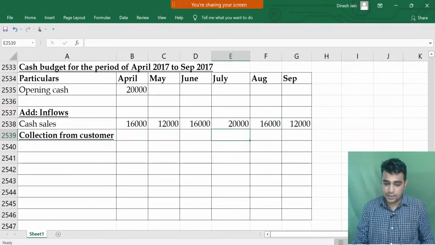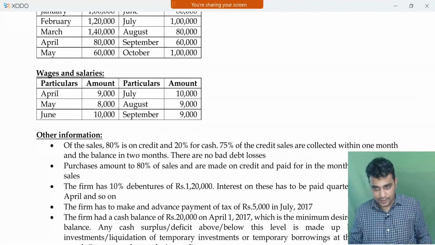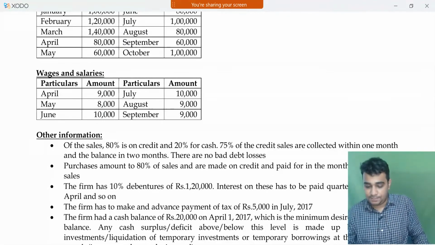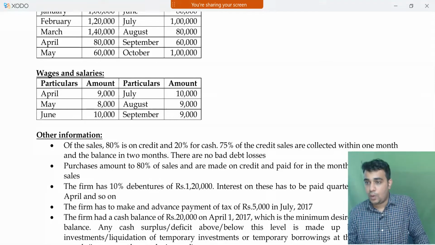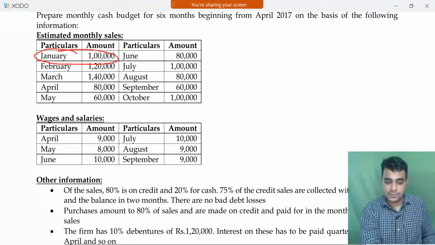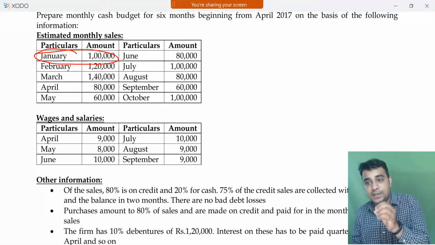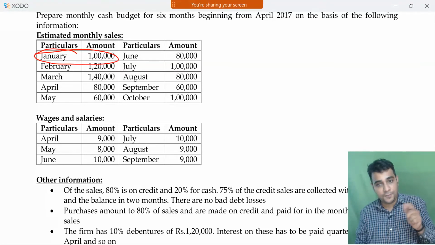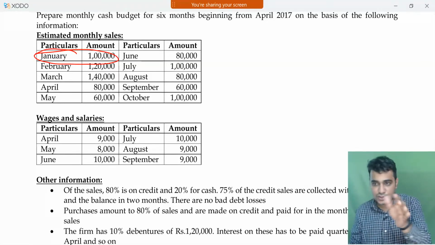Collection from customer, the rule is simple. What they're saying is 80% is on credit, 20% is on cash. Whatever credit sales is happening, 75% of the credit sales will be collected in 1 month and the balance in 2 months. Now listen, January month sales, I'll collect 75% of the credit sales in which month? Feb, and 25% in March.